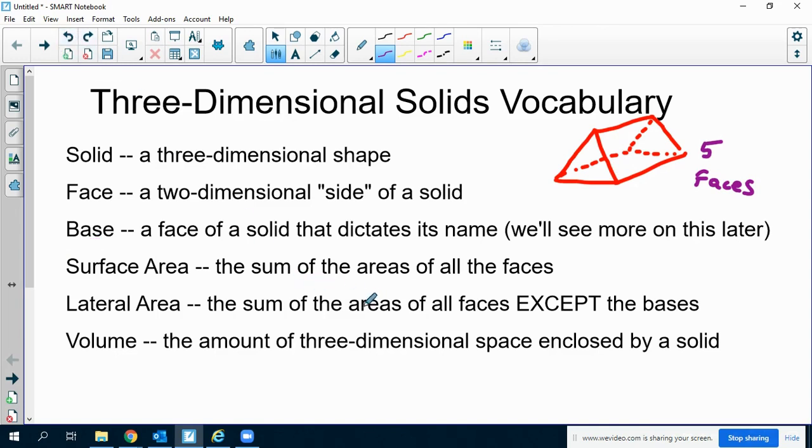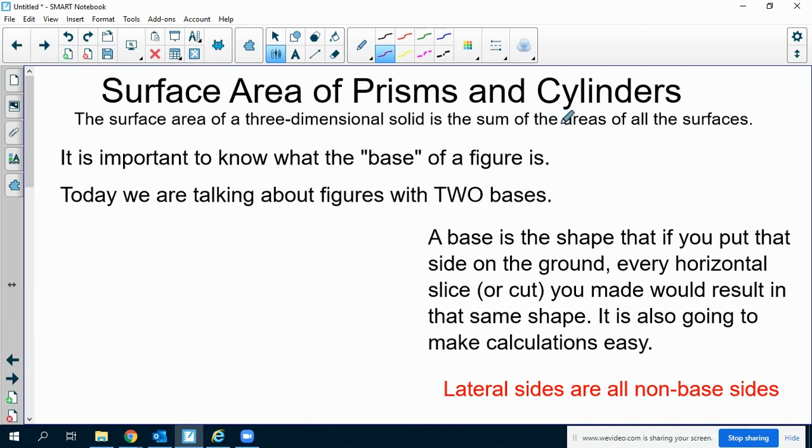Lateral area is the sum of all the areas except the bases. So whenever we figure out whatever the bases are, we would not include those in lateral area. And then volume will be a different video, but that's the amount of three-dimensional space that's enclosed by a solid. So when you think of pouring water into a cup, the amount of water that can fill the cup would be the volume.